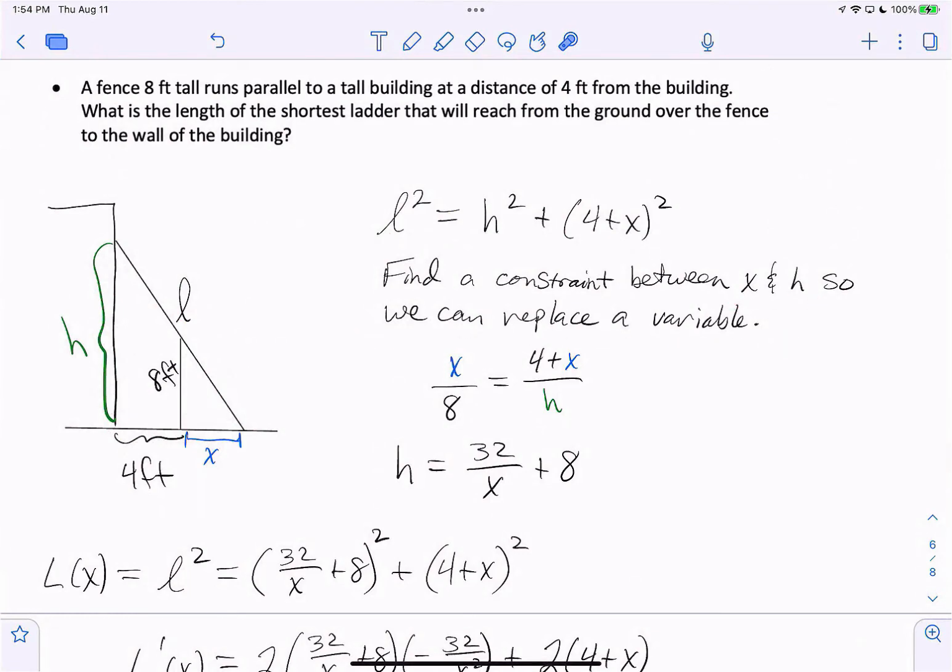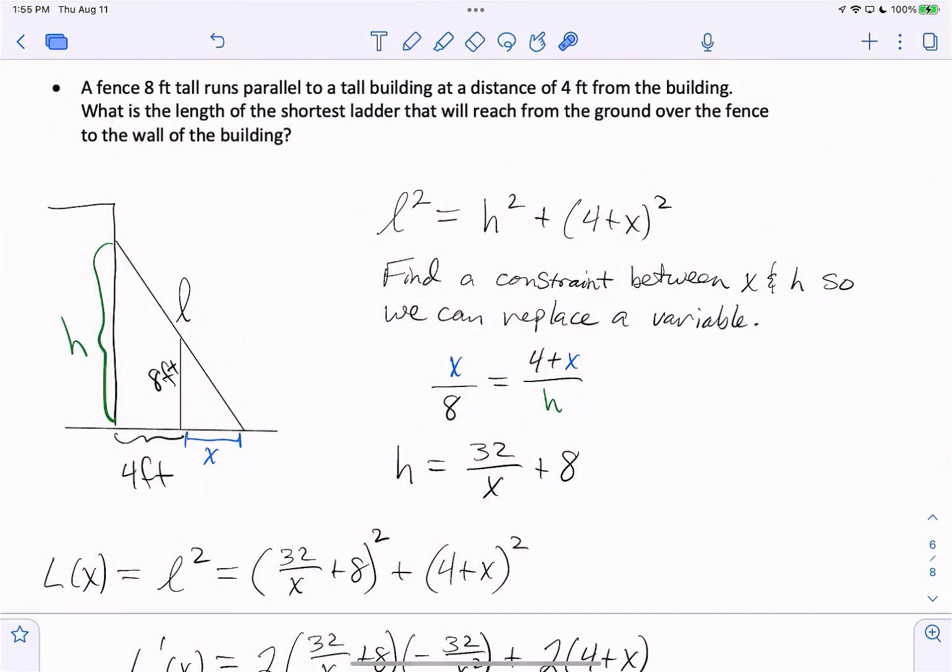We have too many variables, so we want a constraint between x and h, so we can replace a variable, and that's going to be found using similar triangles. So I've got one triangle with a vertical side length of 8 feet and a horizontal side length of x feet, and then I've got one with a vertical side length of h and a horizontal side length of 4 plus x. So x is to 8 as 4 plus x is to h.